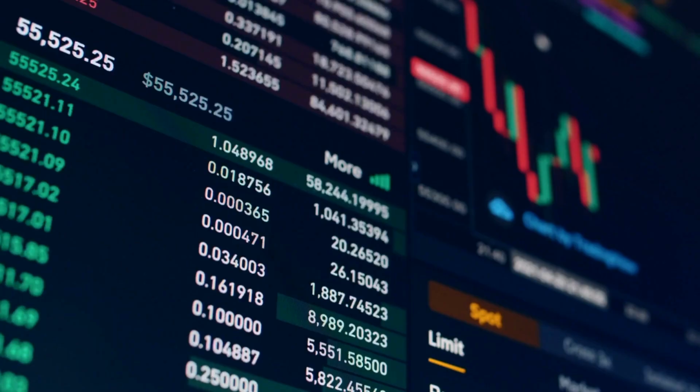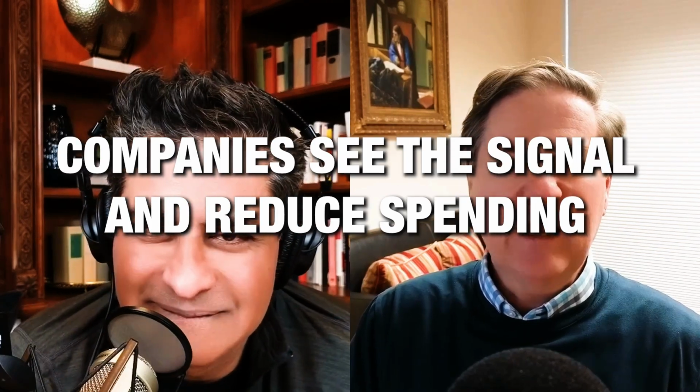And indeed, we've seen this. So last year in 2023, GDP is composed of consumer spending, investment spending, government spending, and the trade sector. Investment spending was negative year over year. And this is just indicative of companies seeing the signal and reducing that spending. So what I mean by causal is that in itself, just seeing the inverted yield curve contributes to slower growth. And this is an important insight.